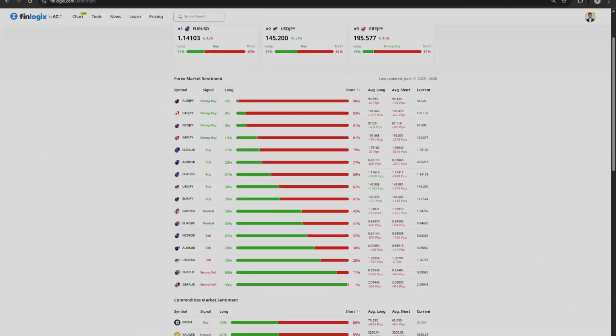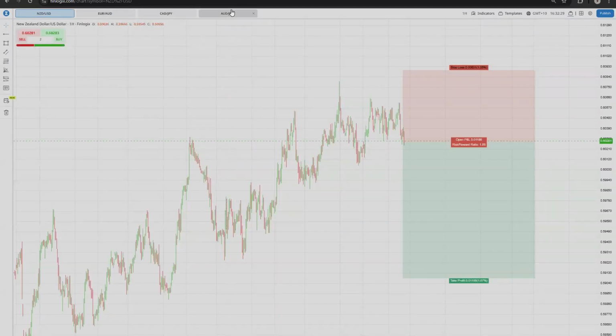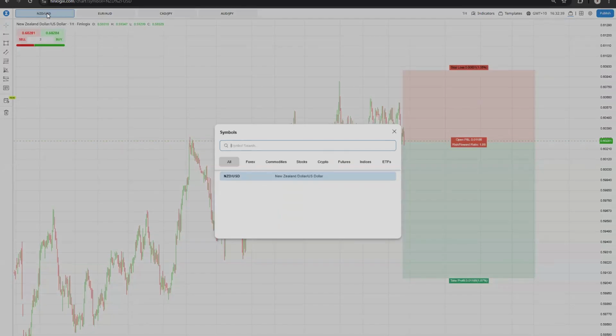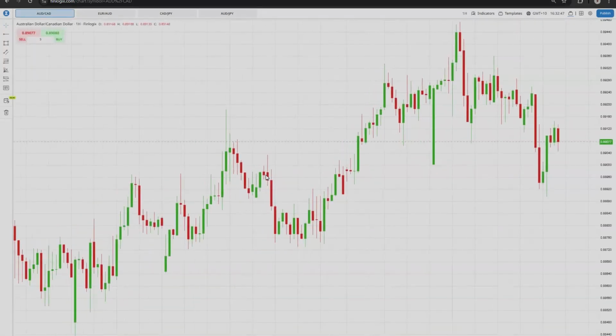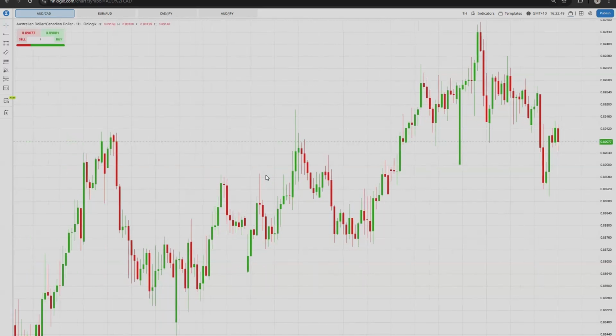Okay, cool. Next one, Aussie CAD short. Oh, okay. I don't have more charts. Let me do something here. I'm probably going to have to just do it again. Aussie CAD. Here we go again.